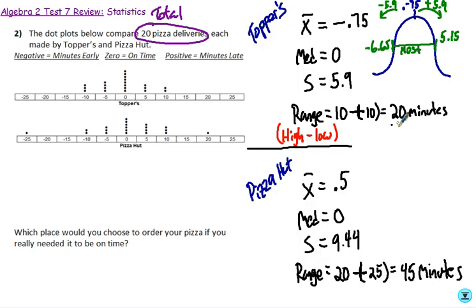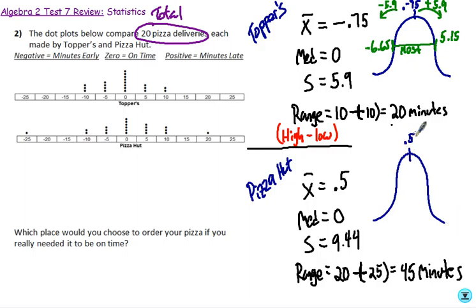So that suggests a wilder swing, that maybe they're going to be really late, maybe they'll be really early, you just don't know. It's not as dependable. Last thing we want to do is look at, just like with Toppers, we said most of the time they were between 7 minutes early and 5 minutes late. Let's do the same thing for Pizza Hut. And we said that their average is 0.5.